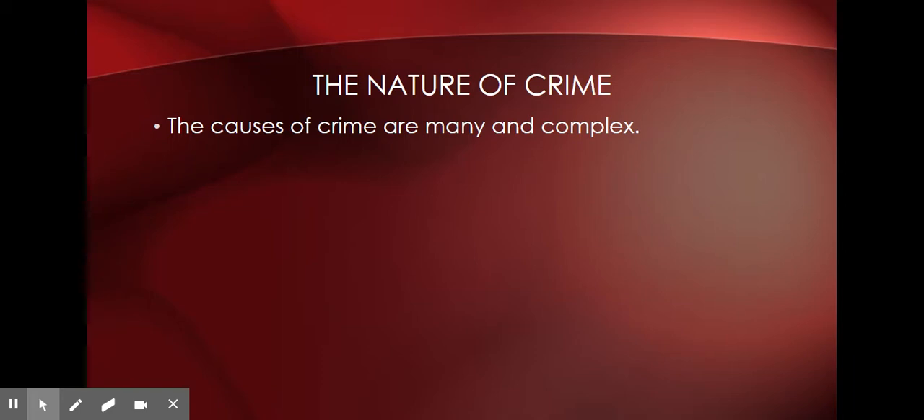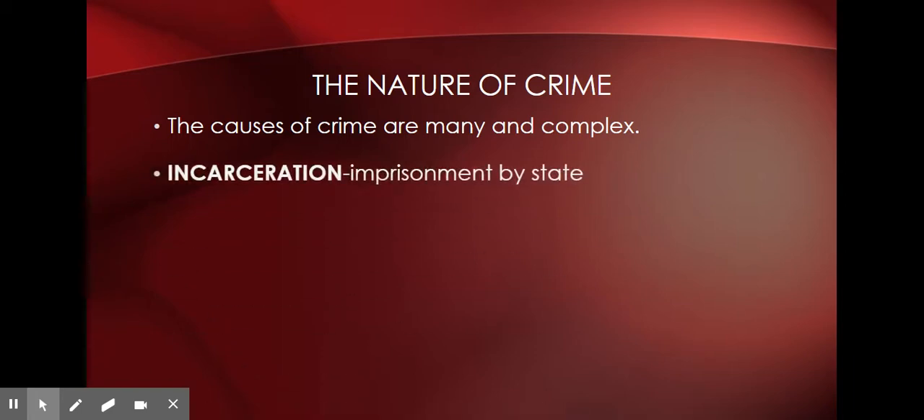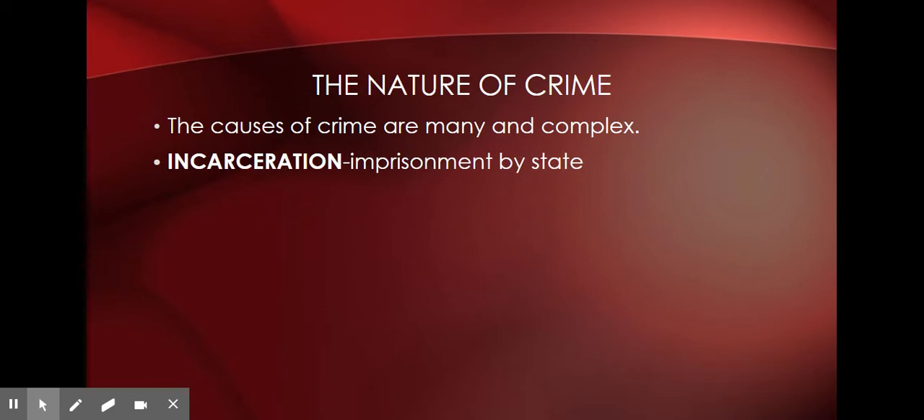Now, there are a couple terms I want you to get down. Number one is incarceration. Incarceration is imprisonment by the state. So if you commit a crime and you are put in prison, you are incarcerated. Okay, so incarceration is imprisonment by the state. And it could be the state, it could be the federal government. Okay, the federal government can incarcerate you, the state can incarcerate you. Heck, even the local government can incarcerate you if it's for something like a traffic violation. Okay, especially if it's a traffic violation tied to alcohol abuse. Okay, so anytime you're imprisoned, you are incarcerated.